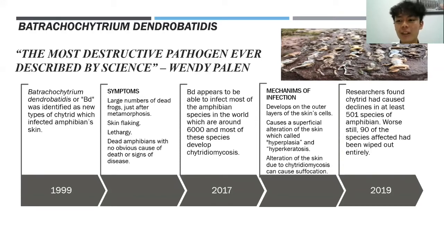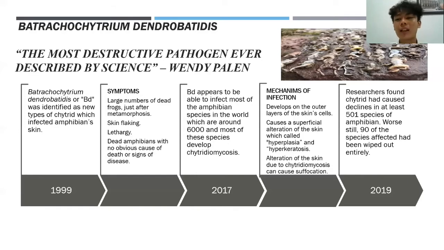BD infection develops on the outer layers of the skin cells and causes a superficial alteration of the skin, which is called hyperplasia and hyperkeratosis, that makes the skin very thick. Such skin alterations are dangerous for amphibians because they consume water and ingest crucial salts through skin rather than through their mouth. Unusual concentration of electrolytes due to BD-damaged skin causes heart failure, suffocation, and animal death.